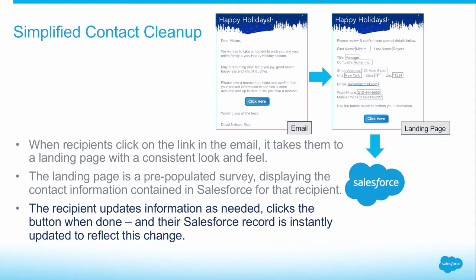The recipient updates the information as needed, clicks the button when done, and their Salesforce record is instantly updated to reflect this change. So if I'm the recipient and I get this email, I click on it, and I see that my last name has been misspelled, or the job title that was listed for me is incorrect, maybe it's outdated. I can just go ahead and make the appropriate changes, hit the button on the screen, and the information will automatically update my Salesforce record without anyone having to review it, manually cut and paste, or do a bulk upload of any kind.